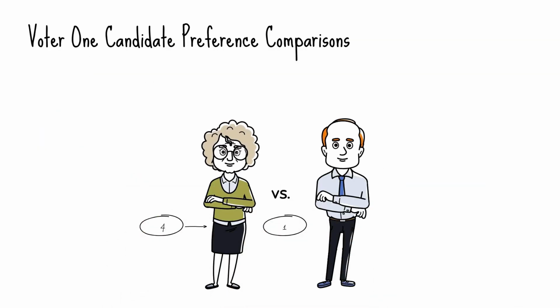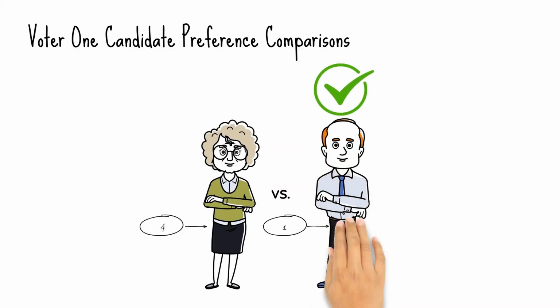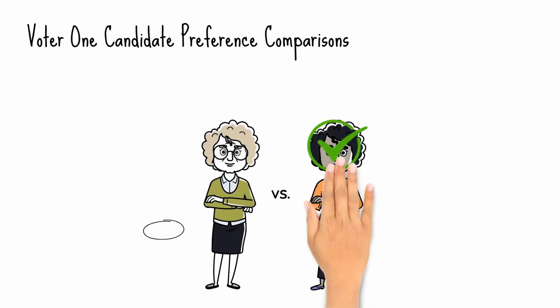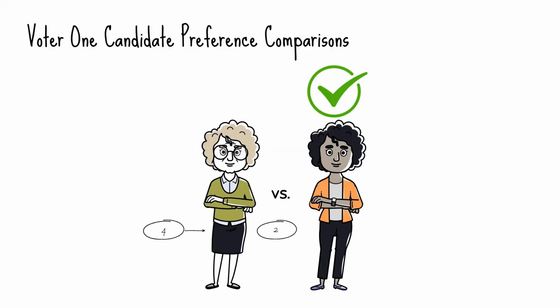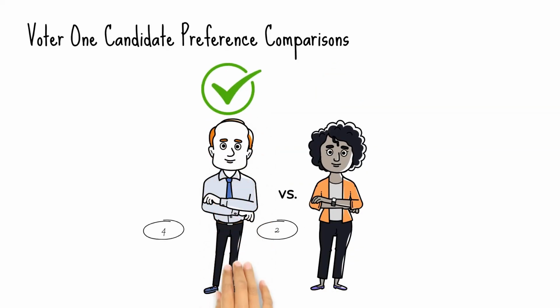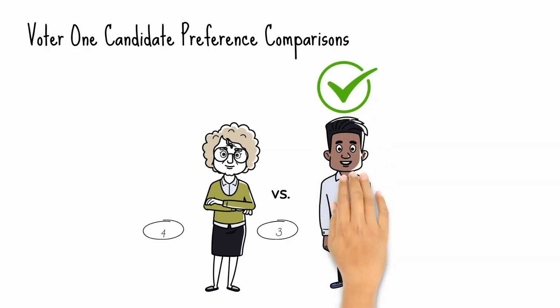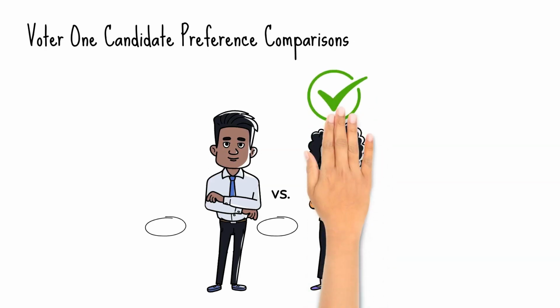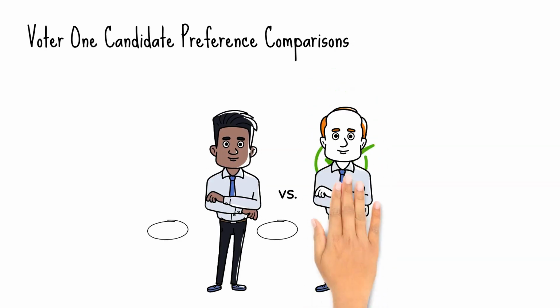We'll start with Anne versus Bob. This voter ranks Bob in first and Anne in fourth, so that's 1 point for Bob. Then in the Anne versus Carol matchup, Carol is ranked above Anne, so that's 1 point for Carol. We continue in this manner using voter 1's ballot to determine which candidate wins the one-on-one comparisons.